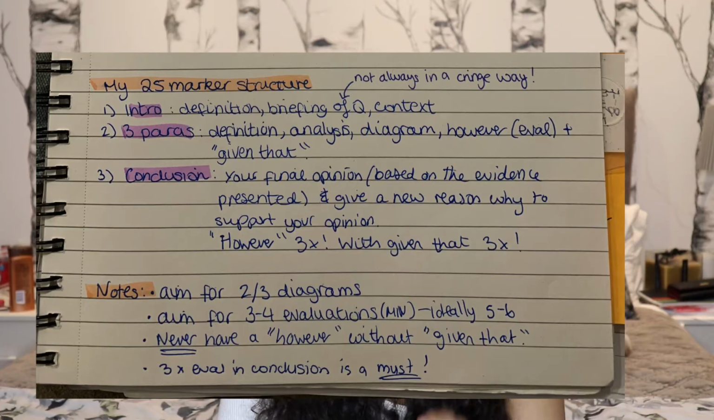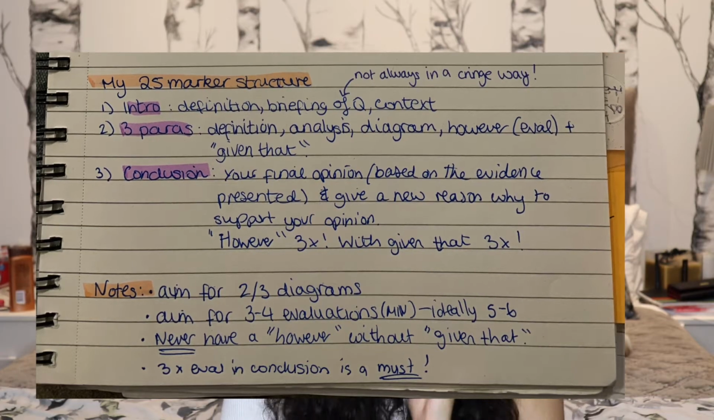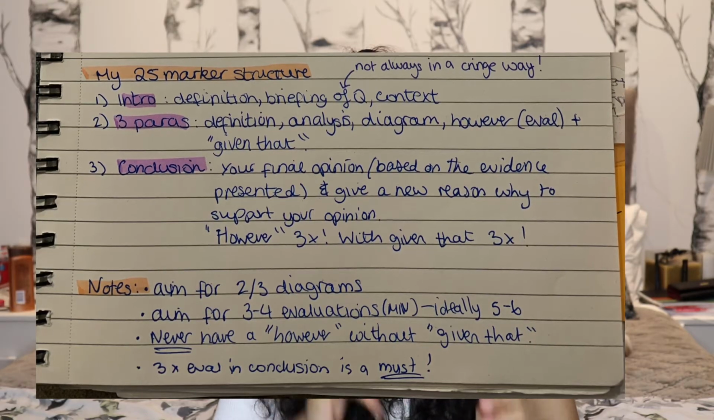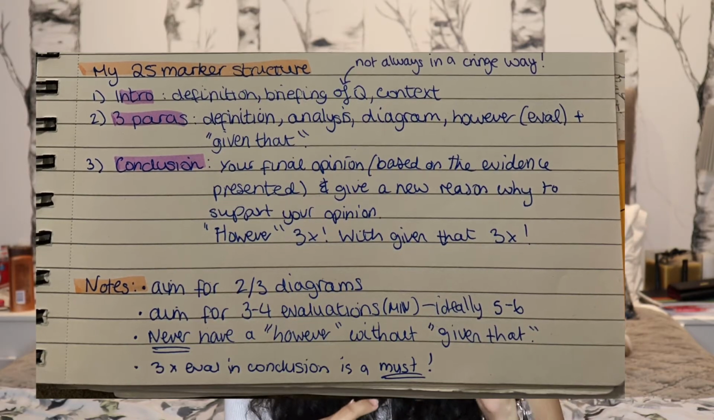It's your yin and yang, okay? Please make sure you have them together. And finally, 3 evaluation points in your conclusion is a must. If you've got one evaluation point in each 3-point paragraph, then yes, I can see you doing 2 out of 3 in your conclusion. If not, you need to have 3 in your conclusion.